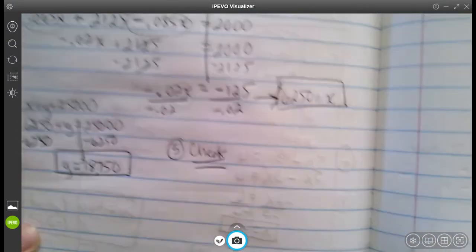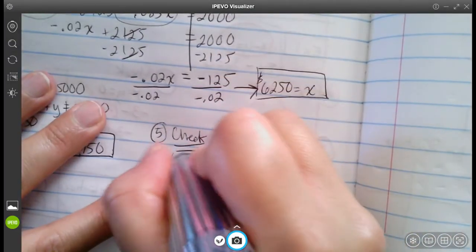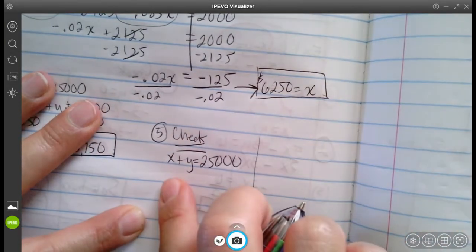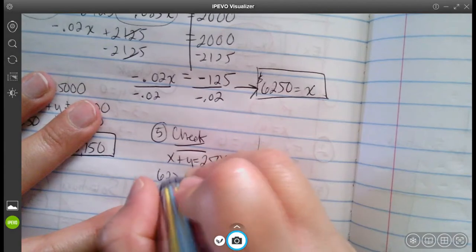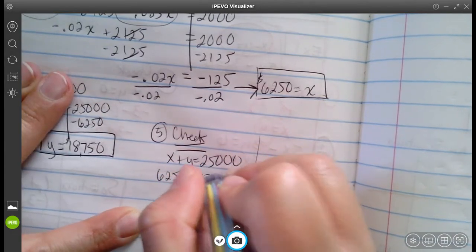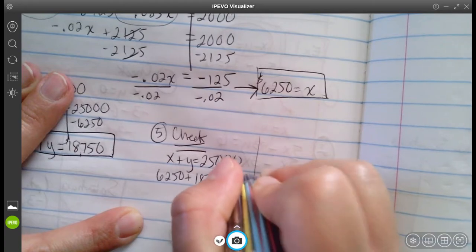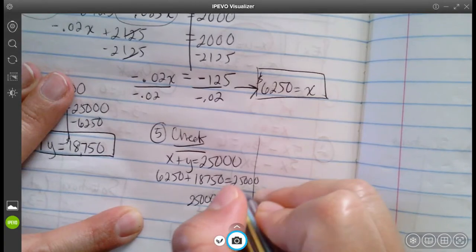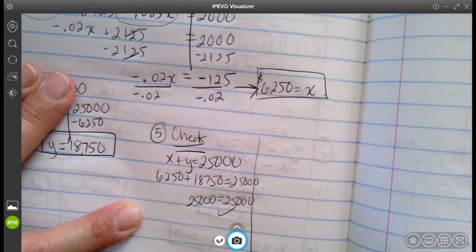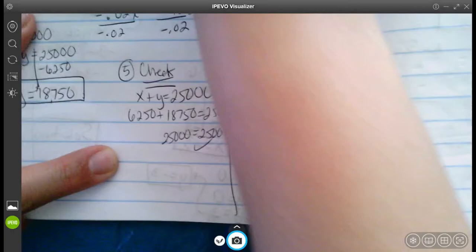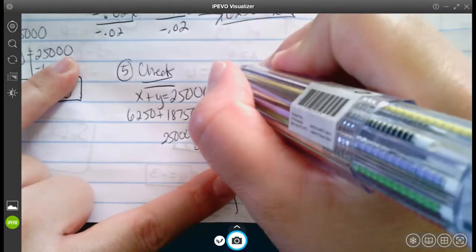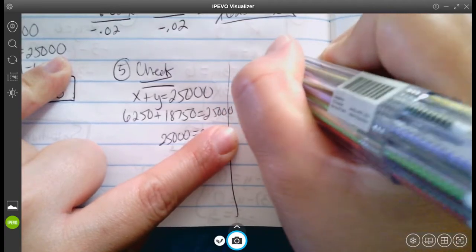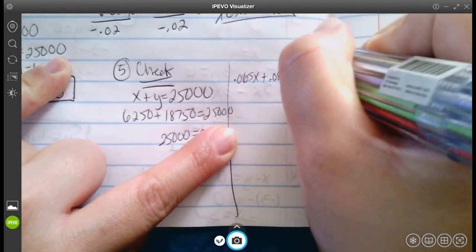We have our first equation, x plus y equals 25,000. So plug them in: 6,250 plus 18,750 equals 25 grand, and this is in fact 25,000. So we're good to go on that part. Let's check the other equation, the longer one, 0.065x plus 0.085y equals 2,000.